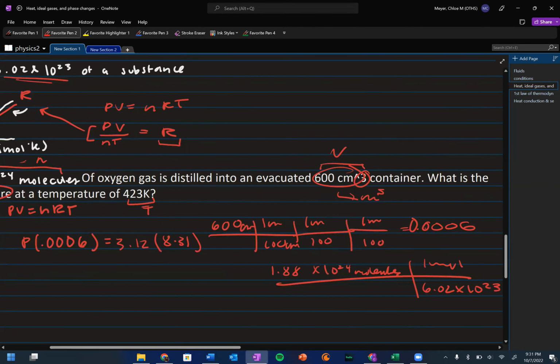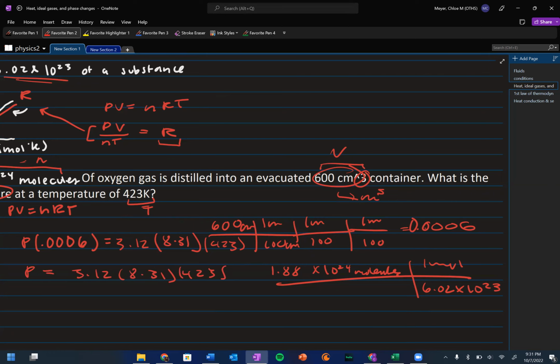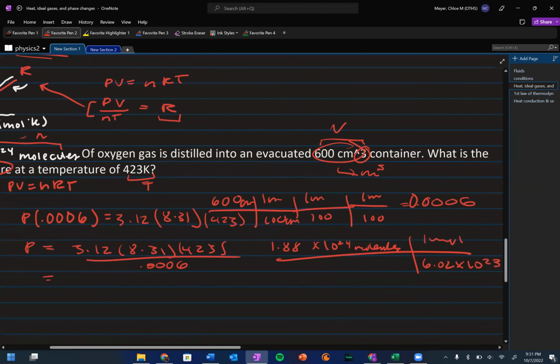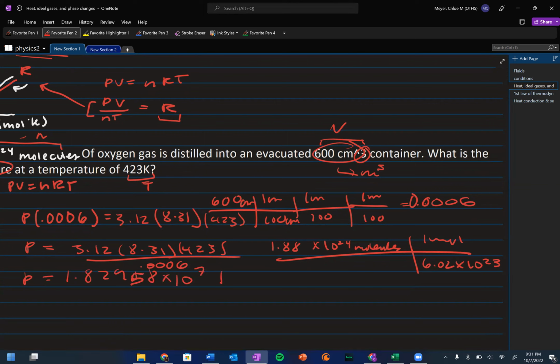And R is 8.31. And we know that our temperature is 423. So some algebra. P is going to equal 1.82958 times 10 to the 7th pascals.